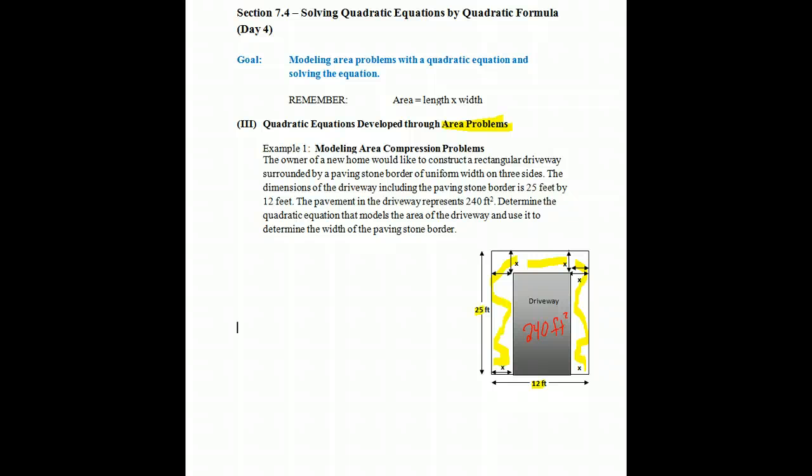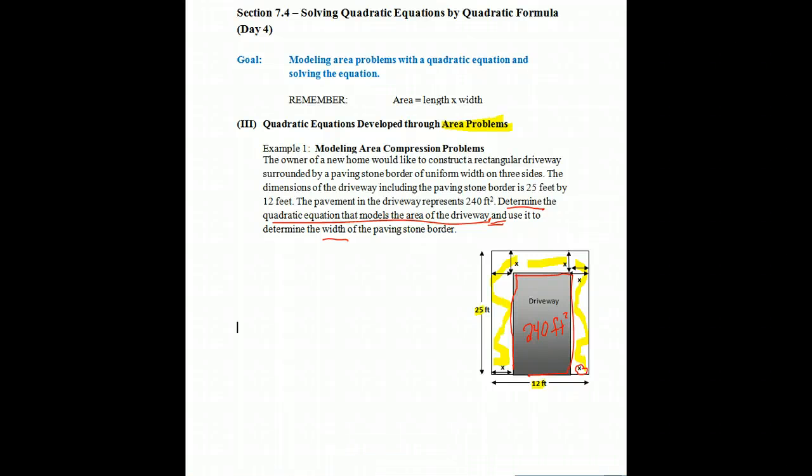So we're asked two questions here now. First, determine the quadratic equation that models the area of the driveway. And then use it to determine the width of the paving stone. So first we need to find an equation that represents the area of the driveway. And then we have to find out what is this value of x. How wide is the paving stone going around the driveway?